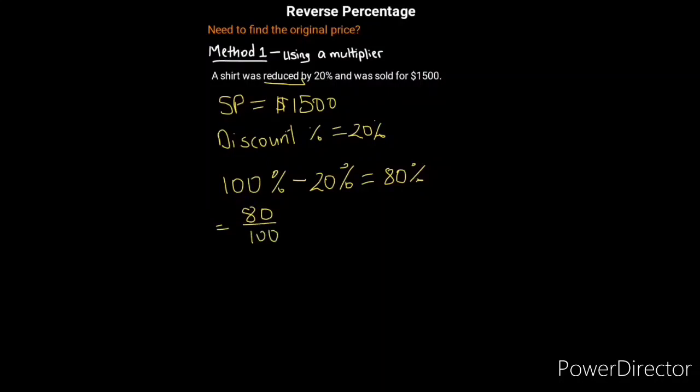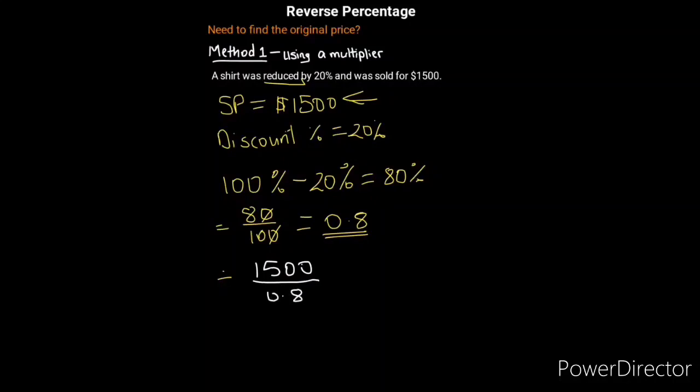We know percentage goes over 100, so 80 divided by 100 would equal to, if we simplify that, we can take out the zeros at the end, and we'll have 0.8. This now is our multiplier. We once again know our selling price as $1,500. To find our original price for our shirt, we need to divide 1,500 by 0.8.